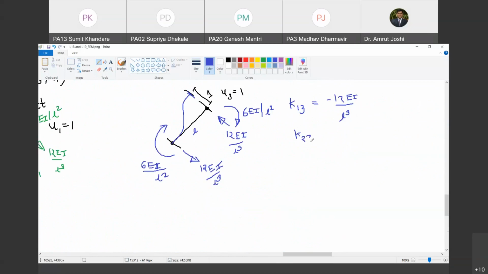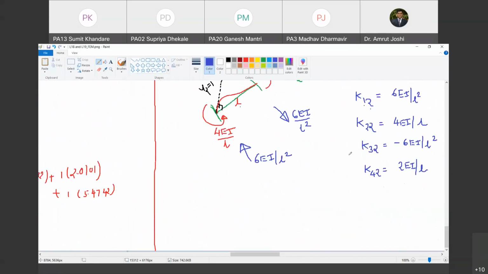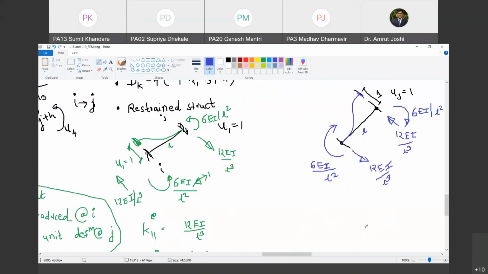K23 ये भी निकालने की जरूरत नहीं है because we have already calculated K32. K32 is minus 6 EI upon L square. So K23 should also be minus 6 EI upon L square. Are you with me?